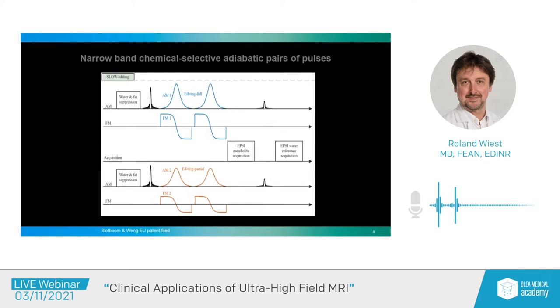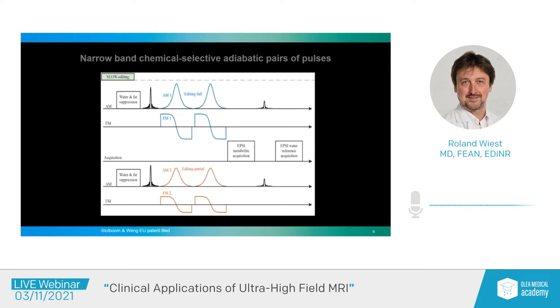Here you can see one of the protocols for one of our sequences that has been developed in our department that uses these adiabatic pulses. They have both an amplitude and a frequency modulation, and they are very robust with respect to inhomogeneities in the B1 field. They're frequency selective, and their advantages are that they have a low SAR, and that they also allow, and this is very important, to additionally suppress water and lipids.